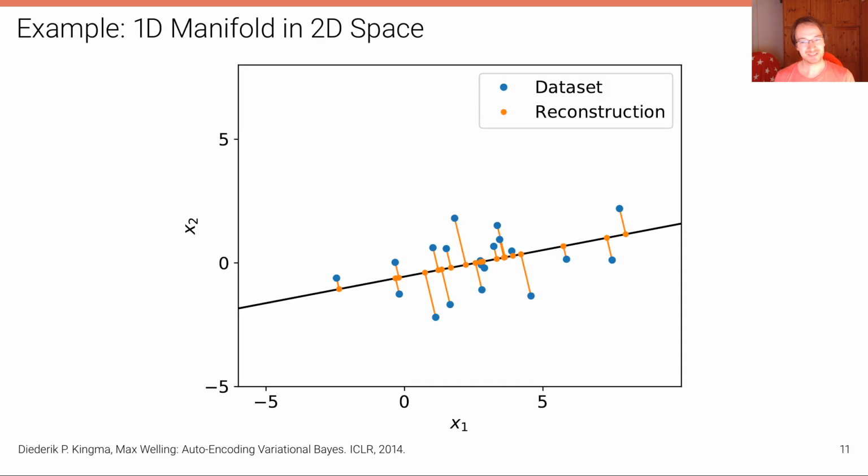So let's look at some examples of what that might look like. Here's an example of a 2D data set in blue. It's a data set of 20 data points in 2 dimensions, x1 and x2. And we also see a reconstruction of a one-dimensional latent variable model. So what we have done here is we have applied principal component analysis.